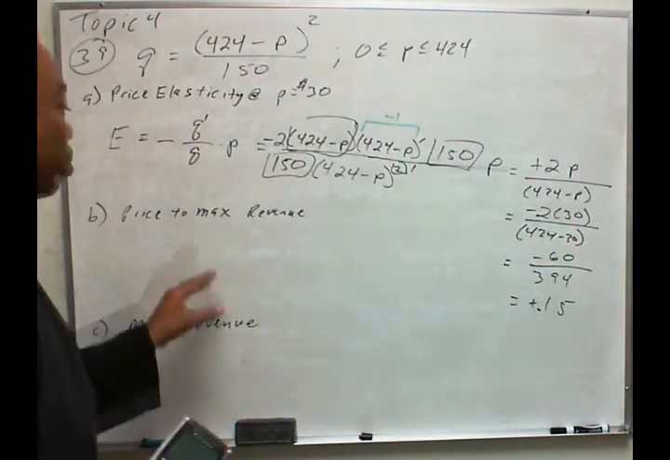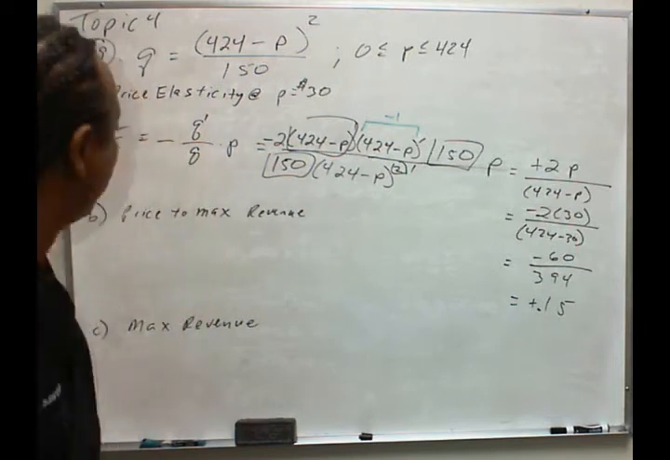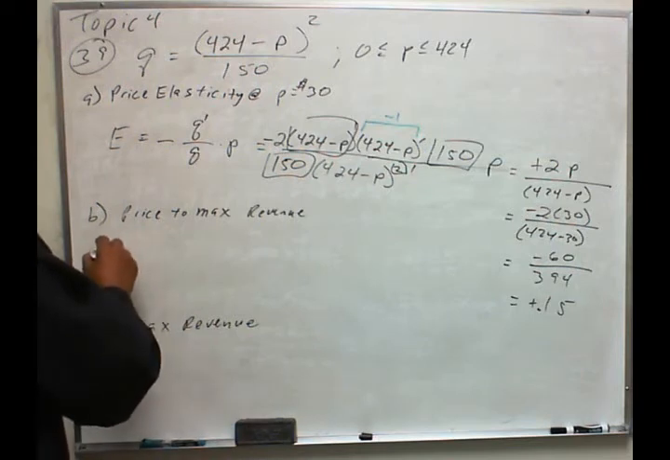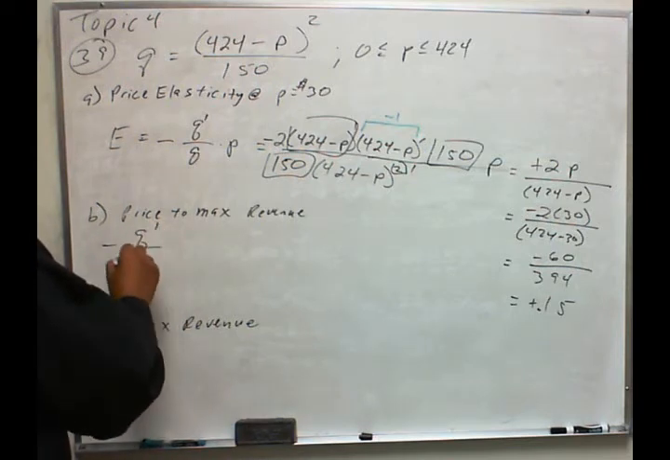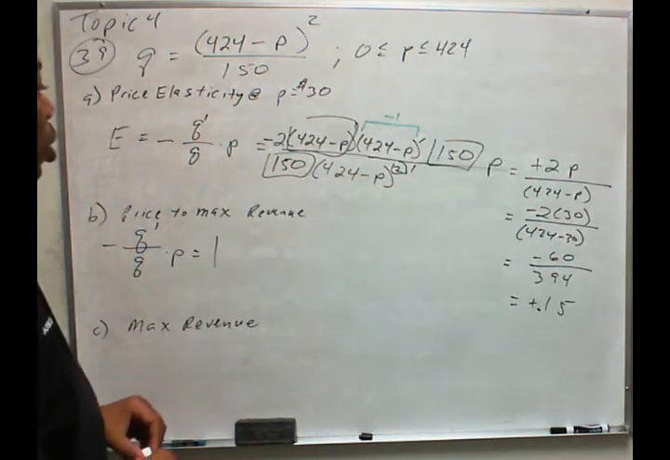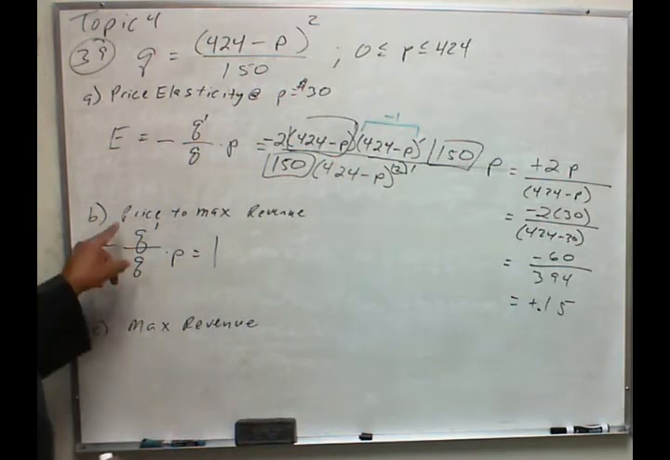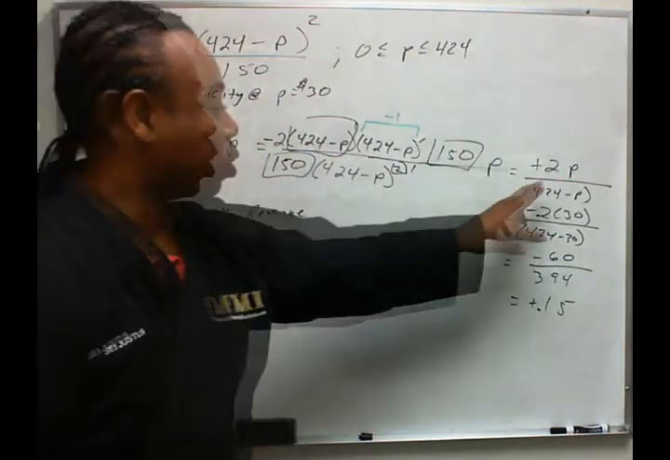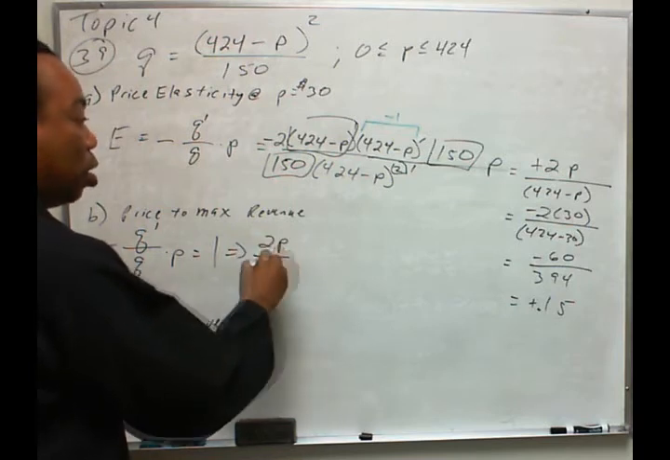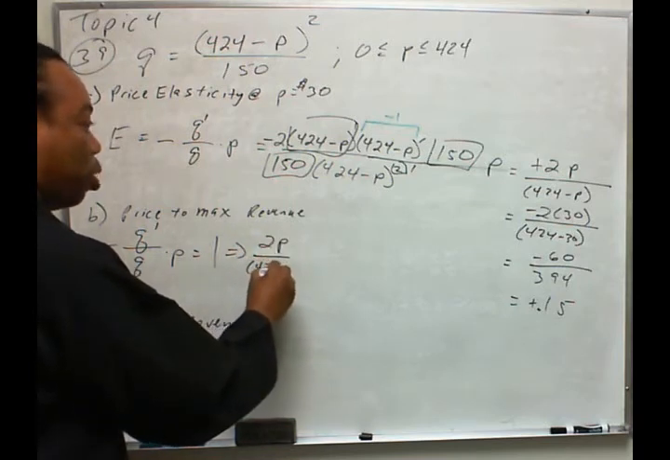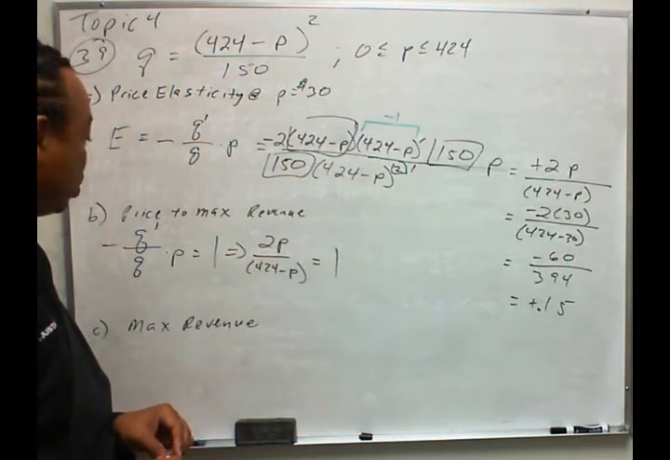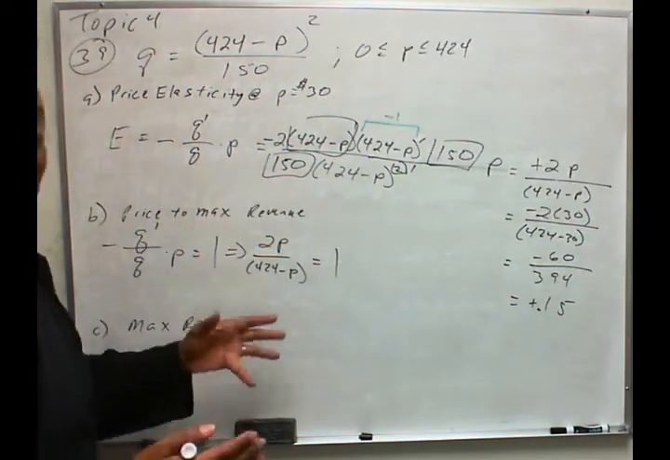Okay, now the price to maximize the revenue. The price to maximize the revenue is basically taking this function and setting it equal to 1. So negative Q prime over Q times P equals 1. Essentially I'll be taking the result right here and setting it equal to 1. So this implies 2p over 424 minus p, all set equal to 1, and solving for p will give me the price that will maximize my revenue.